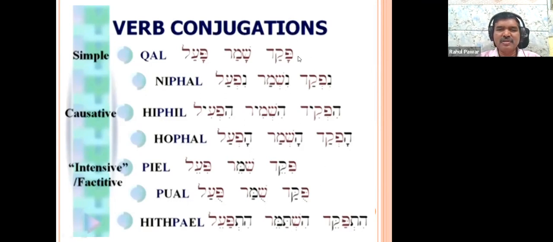So remember all this verb conjugation, and that's the end. If you know this simple cal form and all its grammatical elements, you will easily know the paradigm of Nifal, Hifil, Hopal, Piel, Pual, and Hitpael. In the coming four to five lectures, attend regularly, and I will finish all this verb conjugation.